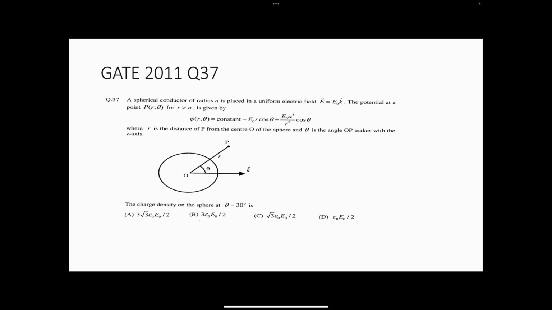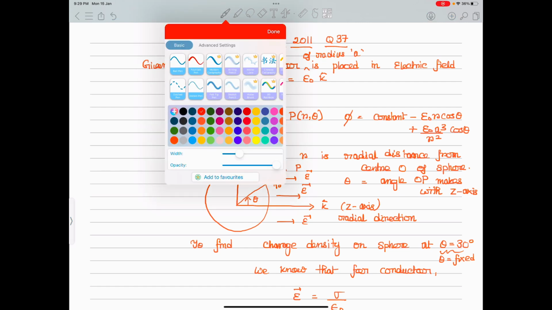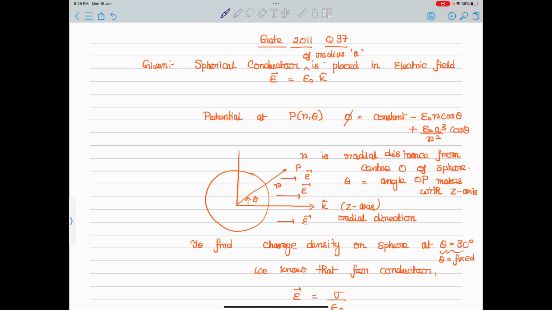The charge density on the sphere at theta equal to 30 degrees is? So the main motive is to find out the charge density of the sphere given this kind of potential distribution. So let's come to the solution. It is given that the spherical conductor of radius A is placed in a uniform electric field given by E equal to E naught k cap, and this is the k cap direction which is shown.